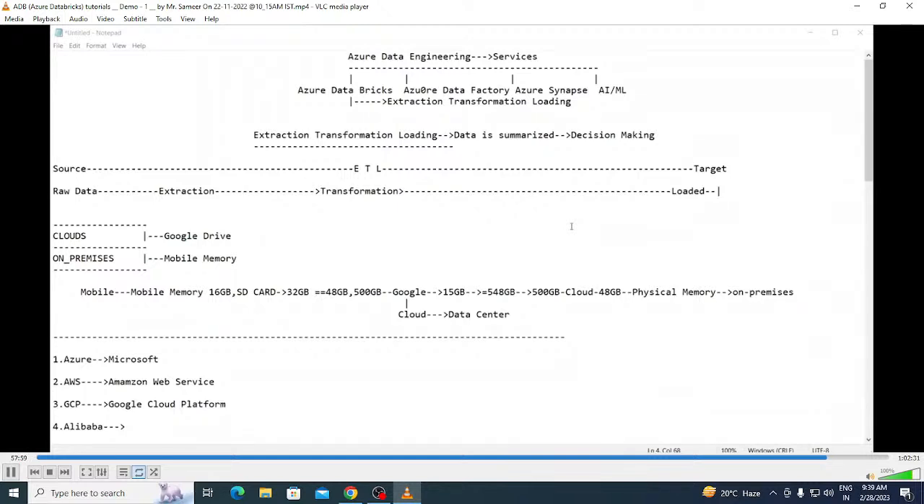Any batch for the evening? Right now, no. There is no batch in the evening. We have morning batches only. One batch is there, but it has already started, 12 to 14 days back. 12 classes have already been done with that.